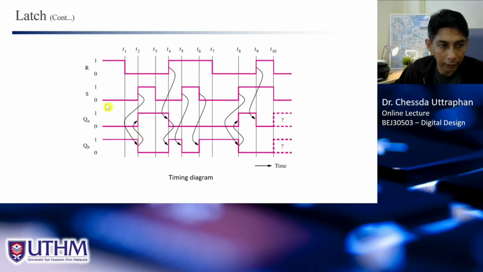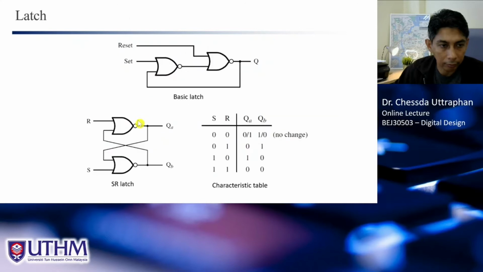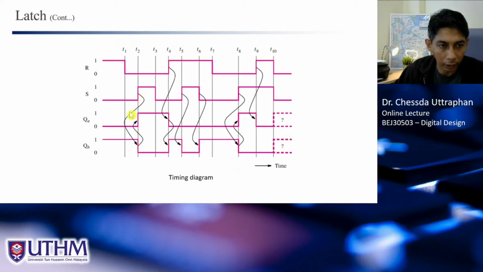Because if we look at the circuit, here, if S changes, it will change QB first before QA, because QA will depend on QB. QB will be the input of this gate, and you have QA. That is why you have the arrow like this. When this changes, it will change QB first before it changes QA. It actually has a very small delay.